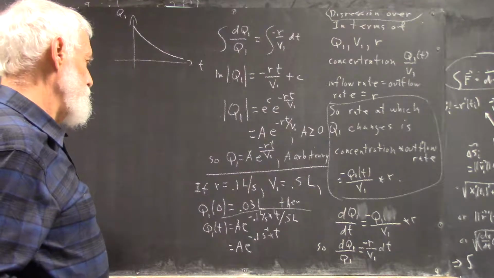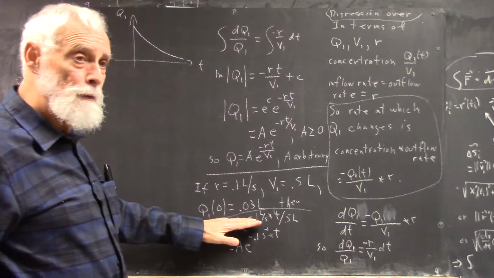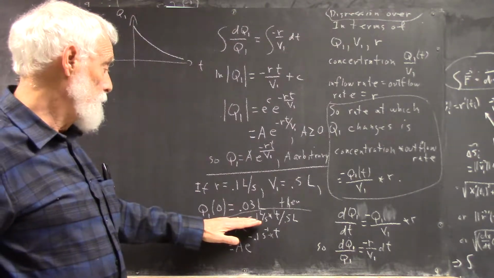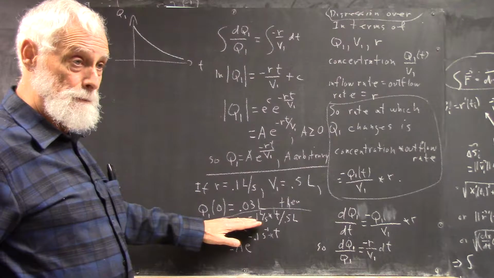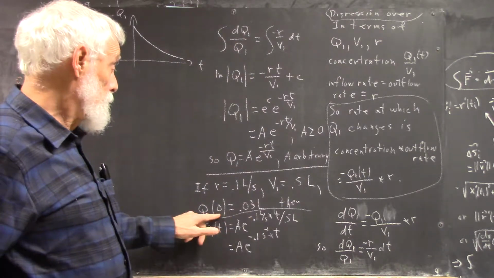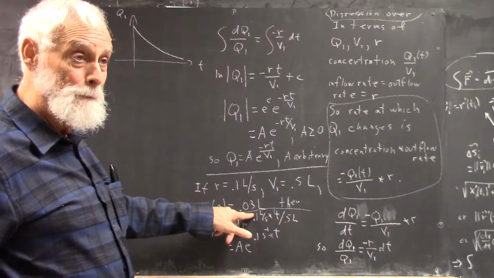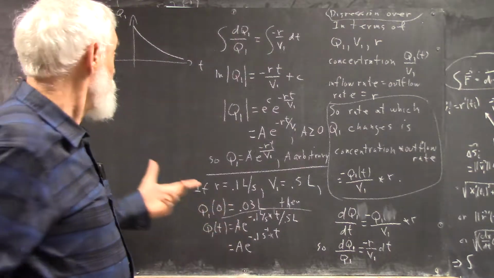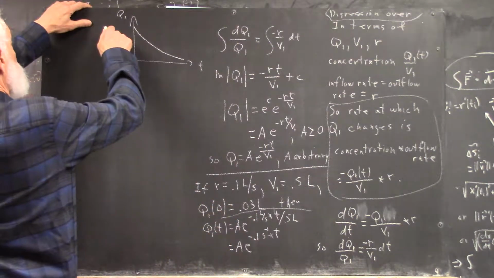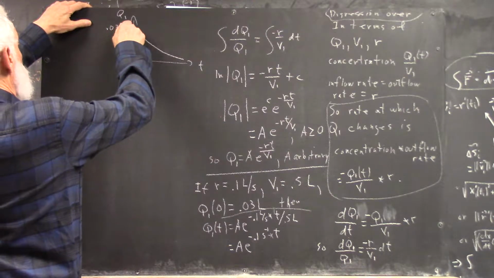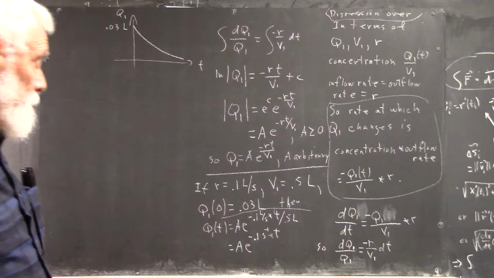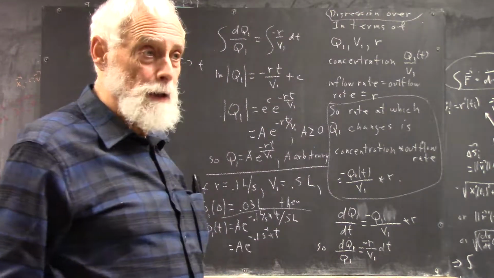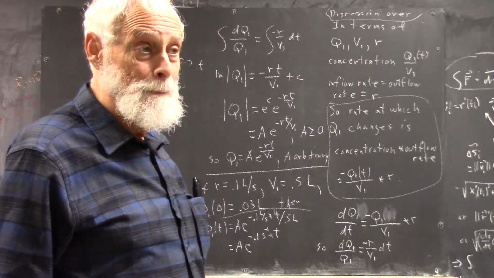Yeah, but from this, now that we know it's an exponential, we know the coordinates of one point. I mean, Q1 of 0 is 0.03 liters, right? So we know that this point is 0.03 liters. And if we are clever, we also know how to find the half-life.